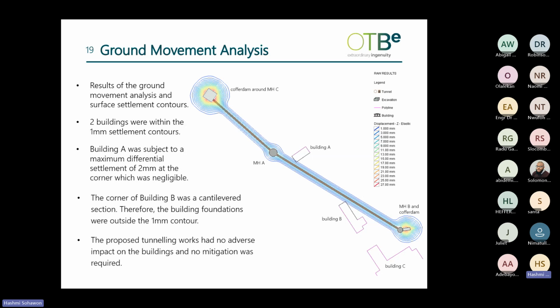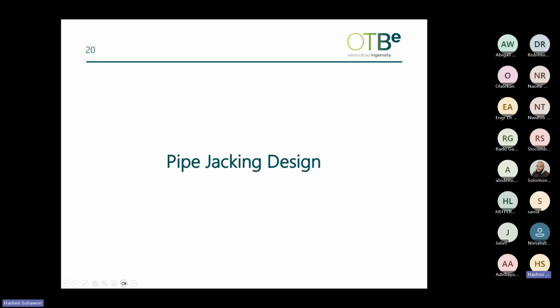In conclusion, for the GMA, it was deduced that the proposed tunneling works had no adverse impact on the buildings, and therefore no mitigation measures were required. So that's it for the GMA. I'm going to move on to the pipe jacking part now.